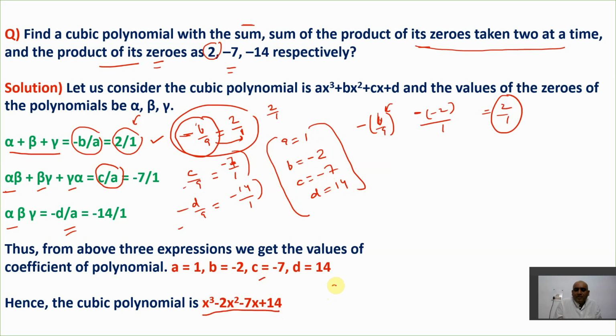So a cubic equation is like this: ax cube, plus, coming towards the 2 degree power, that is bx square, then the 1 degree term, and then the constant. Always a polynomial will have to be made like this, right? So you can put the values of a, b, c, and d. On putting them, you'll get this answer: x cube minus 2x square minus 7x plus 14. So I hope you get this point. It's a very simple question, right?